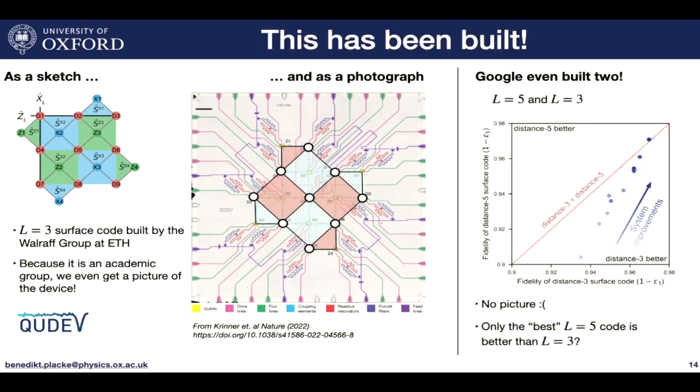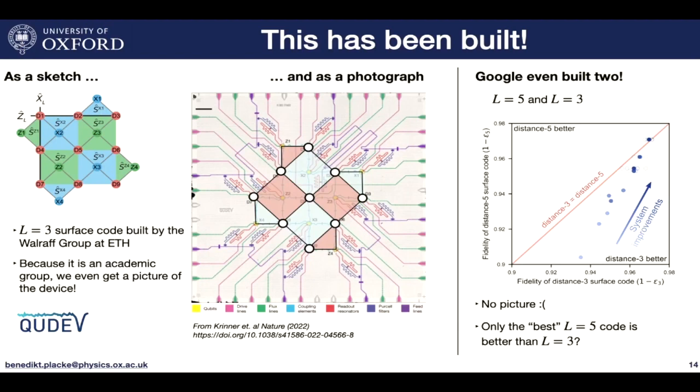Okay, Google has much more money than academia, so they have even built 2 of these things. And they have built a size 3 one and a size 5 one. And this is a plot. So we don't have a picture because they are not academia, unfortunately. So they don't give you pictures anymore of their chips, of the newer models. So we don't know how this device looks in practice.